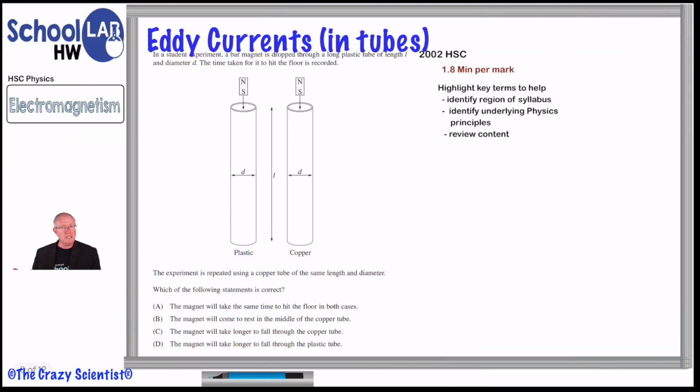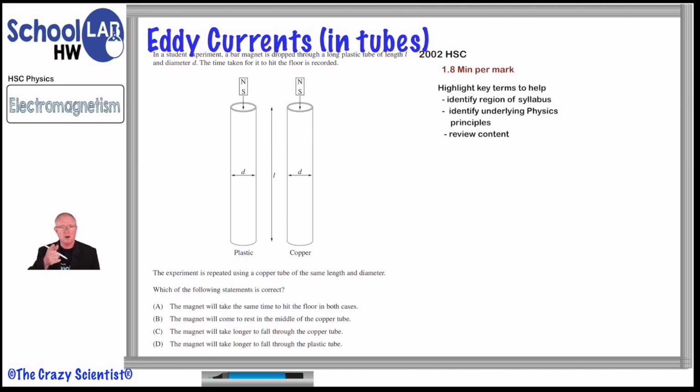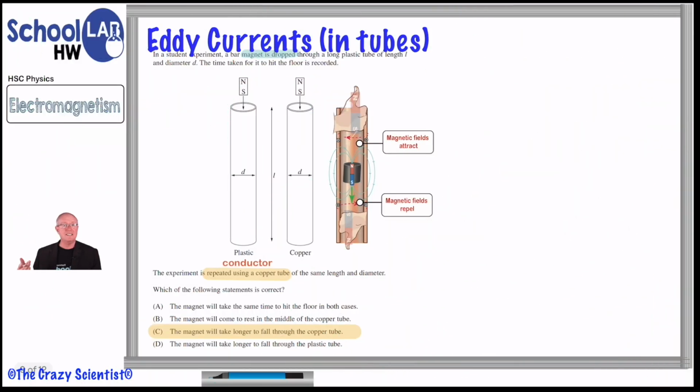All right, what about this one here? Right, you've got 1.8 minutes to have a go. Off you go. All right, let's see how you went with this one. Did you get C? If you did, great. Could you explain it now to someone else? Right, that's what you want to do. Practice explaining it. And here we go. We've got two tubes, one plastic, one copper. They've got the same length and the same diameter. So we're keeping some variables the same.